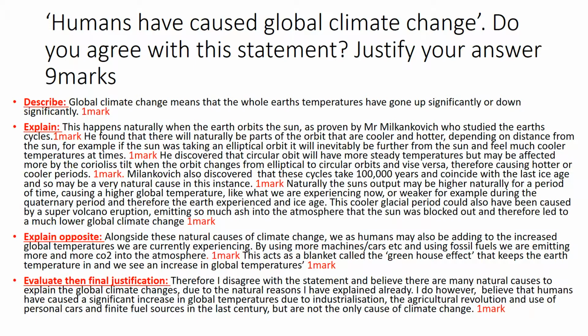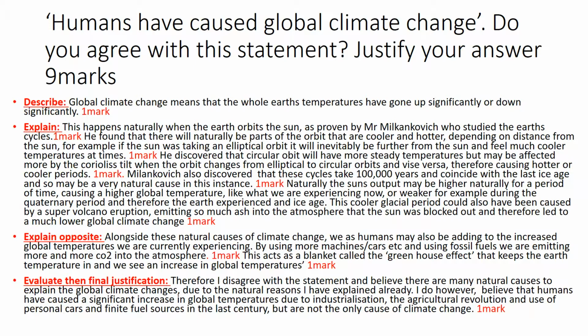Do you agree with this statement? Justify your answer. 9 marks. As always, we start with the describe. So we describe what climate change is. So global climate change means the whole Earth's temperature has gone up or down significantly, in which you will get 1 mark. Then you explain how that has happened naturally.